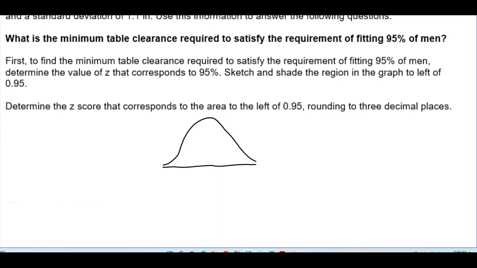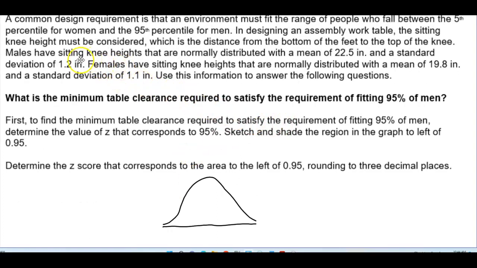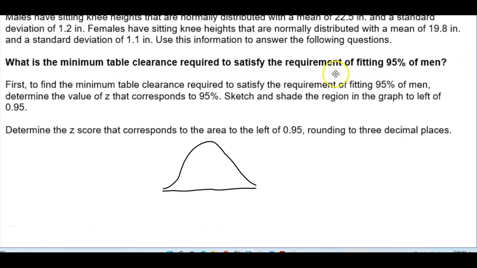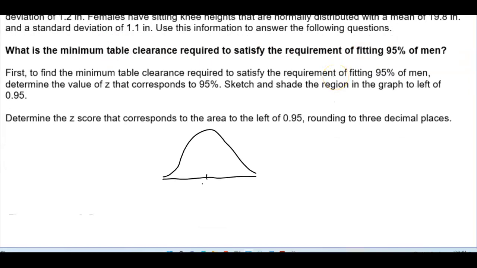We know that the mean for males is 22.5 inches, so this is 22.5 inches. We want to shade 95% to the left, so this represents 95% to the left, and then we're looking for the value of x. So let's shade the area that's to the left.